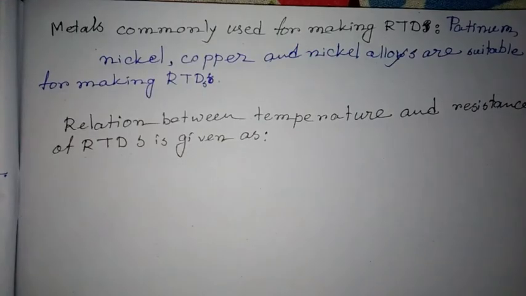This will make the RTD suitable for measurement of repeatedly changing temperature. Metals commonly used for making RTDs are platinum, nickel, copper, and nickel alloys.